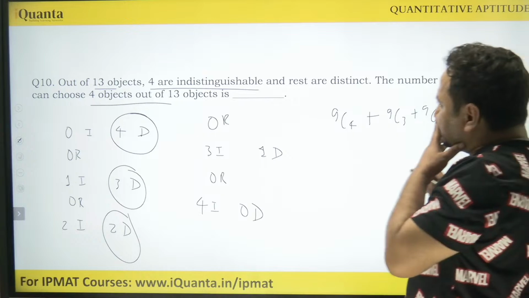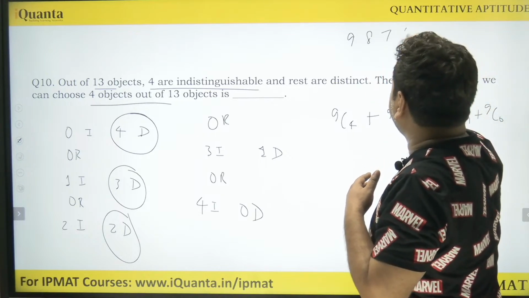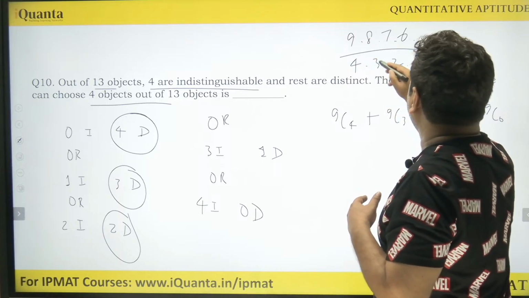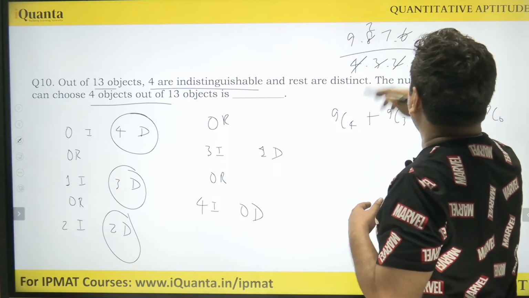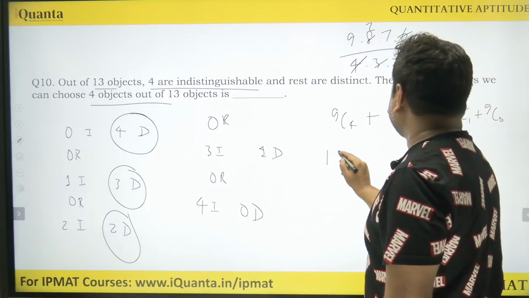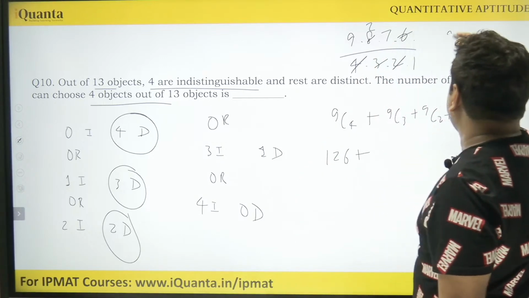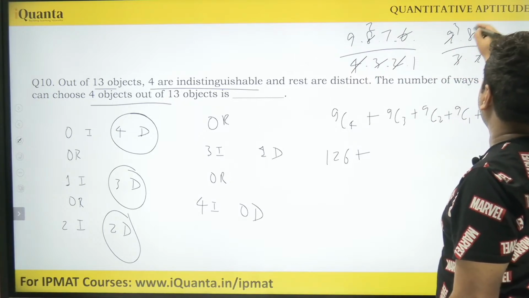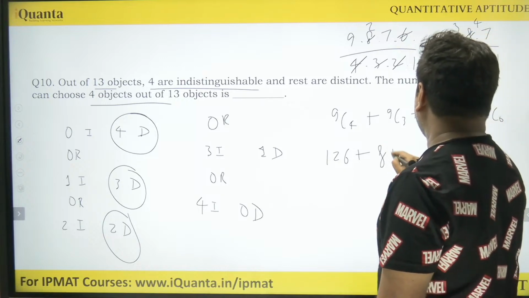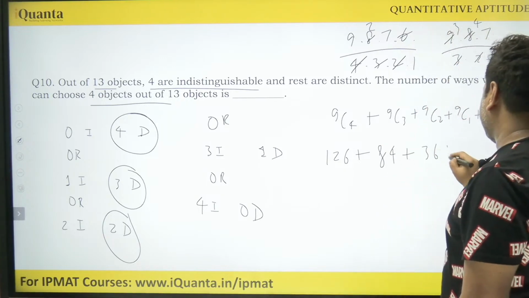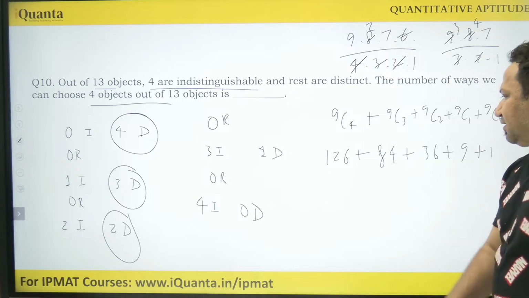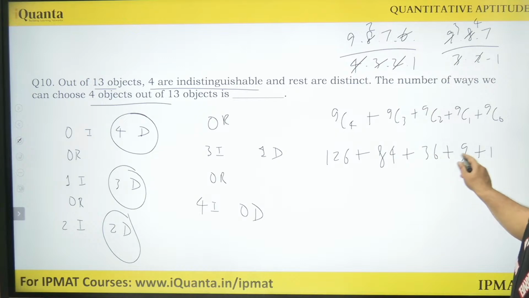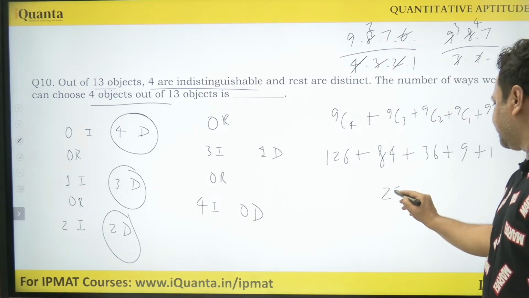9C4 will be how much? 9, 8, 7, 6 upon 4, 3, 2, 1. 3 2s are 6, 4 2s are 8, 9 2s are 18, into 7 is 126. 9C3 will be how much? 9, 8, 7 upon 3, 2, 1. 3 3s are 9, 2 4s are 8, 3 4s are 12, 7s are 84. 9C2 will be 36, 9C1 is 9, and 9C0 is 1. Let's add them all and get the answer. 210, 255, 256 is the answer. Cool.